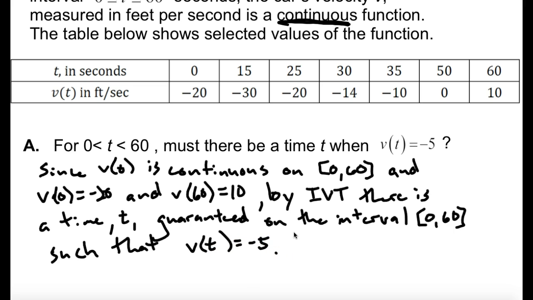Okay, so it's actually a fairly simple idea. We're just saying that the function is continuous. One of our endpoints is -20, the other endpoint is 10, when we're talking about the y values. So we're going to hit every y value in between -20 and 10. -5 is in between -20 and 10, so yes, we are guaranteed that is the case.